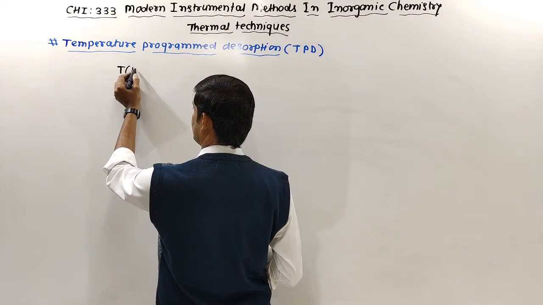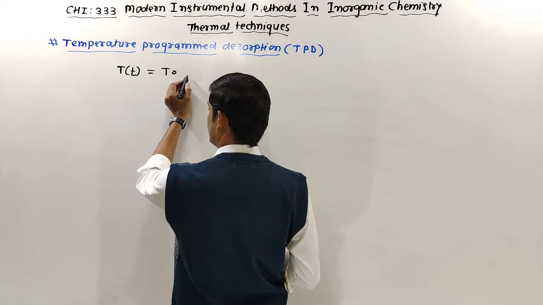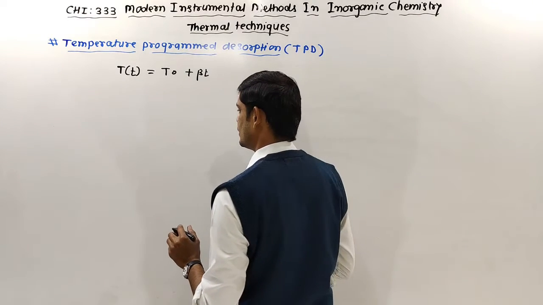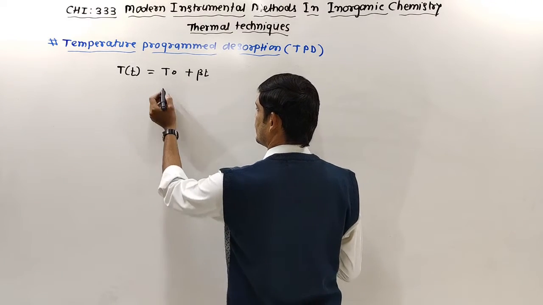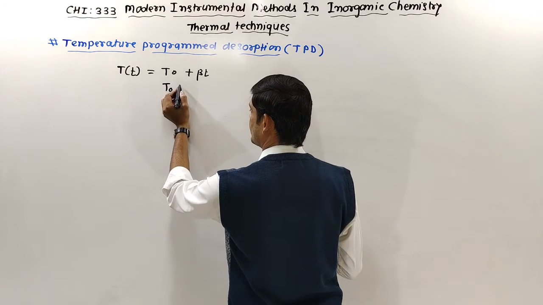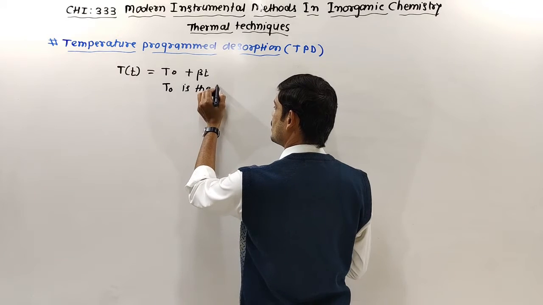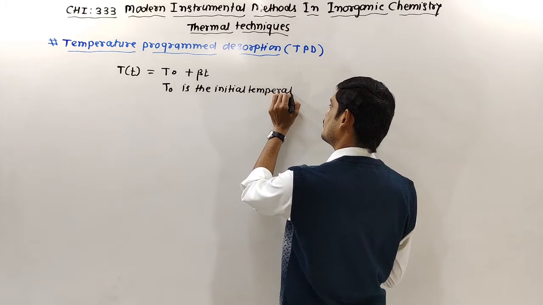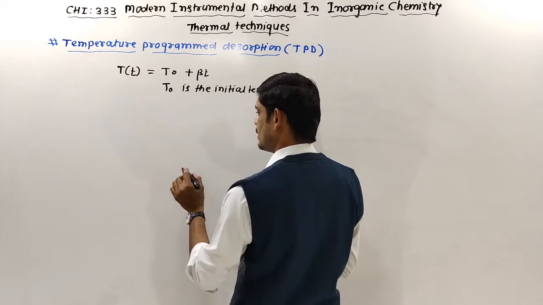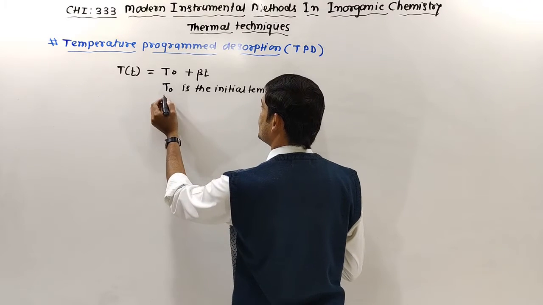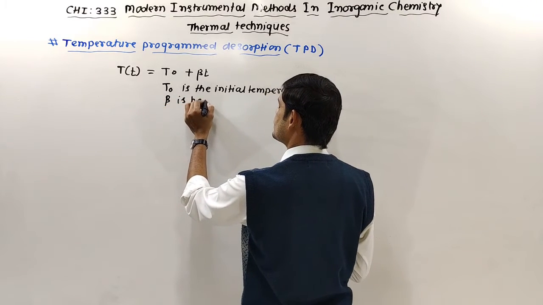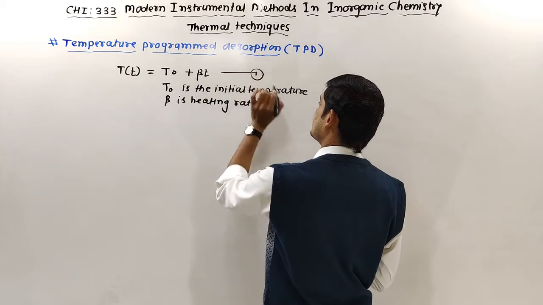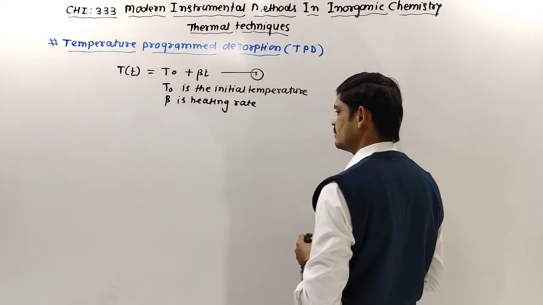T of t is equal to T0 plus beta t. In this equation, T0 is the initial temperature, beta is the heating rate. I can say this is my equation number 1.